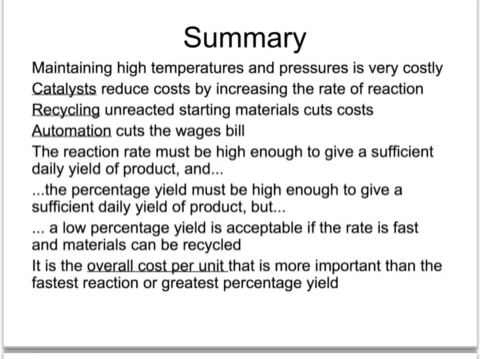Now, it's important to have a high enough reaction rate, but it's also important to have a fairly high percentage yield of product. However, the most important thing is to have a balance between the two in order to give the best overall daily yield. So it's acceptable to have a low percentage yield of product so long as the rate of reaction is fast enough and any materials can be recycled, because it's the overall cost per unit which is most important.